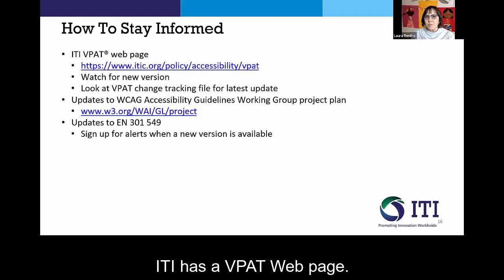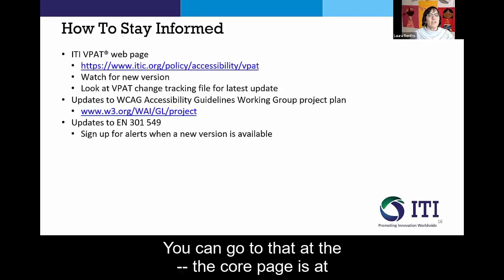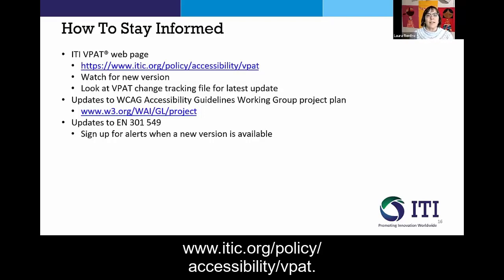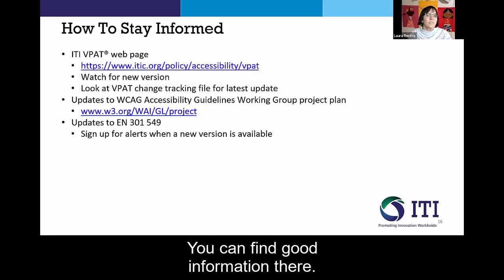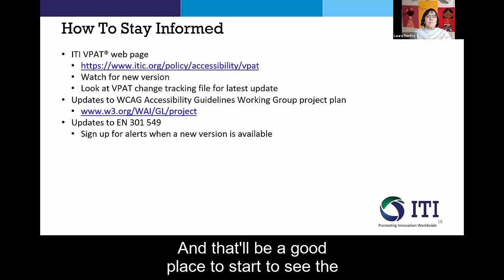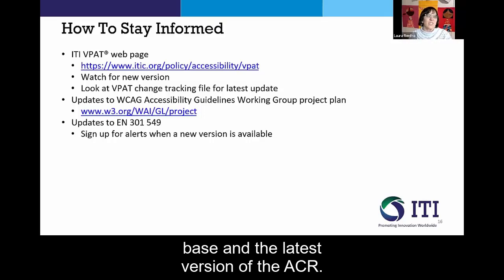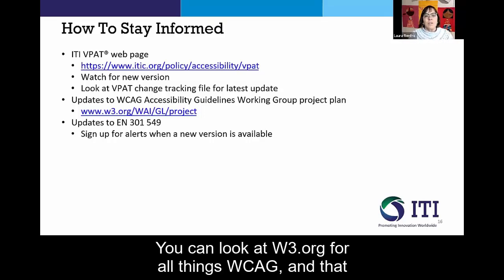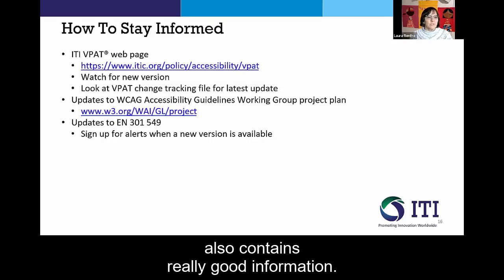ITI has a VPAT webpage. You can go to that. The core page is at www.itic.org/policy/accessibility/VPAT. You can find new versions there. You can find good information there, and that'll be a good place to start to see the base and the latest version of the ACR. You can look at the w3.org for all things WCAG, and that also contains really good information.